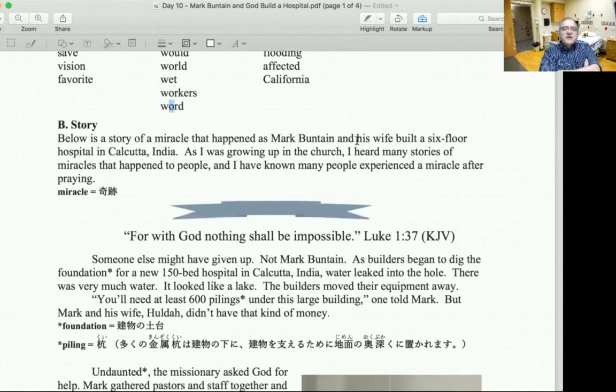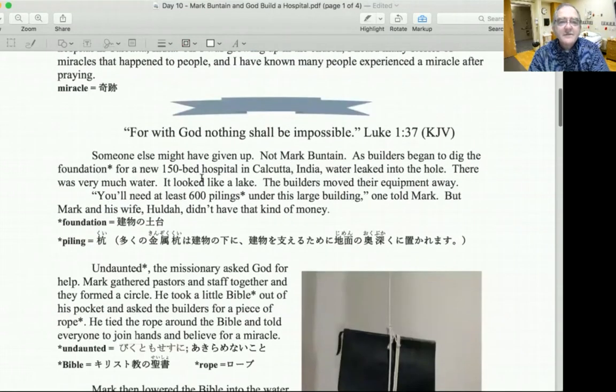All right. Now below is a story of a miracle that happened as Mark Buntain and his wife built a 6th-floor hospital in Calcutta, India. As I was growing up in the church, I heard many stories of miracles that happened to people, and I have known many people who experienced a miracle after praying. Prayers do bring miracles when you pray to God in the name of Jesus. For with God, nothing shall be impossible.